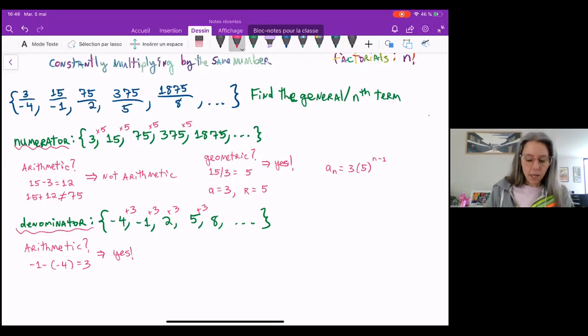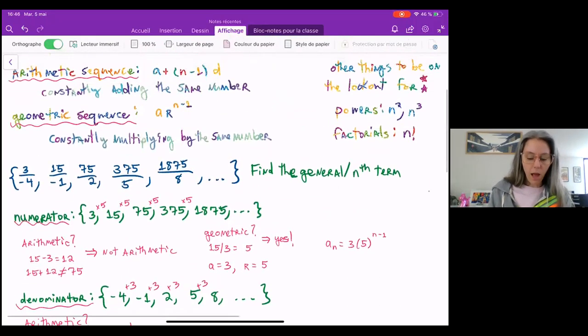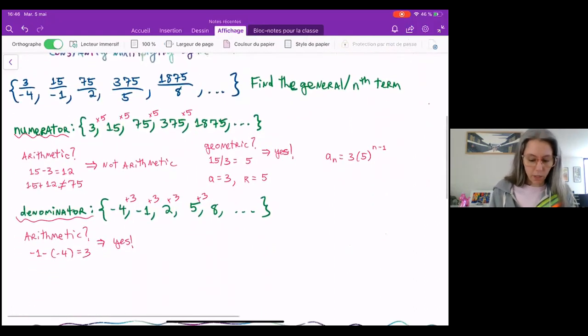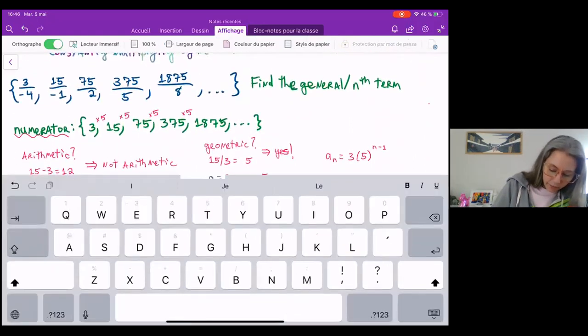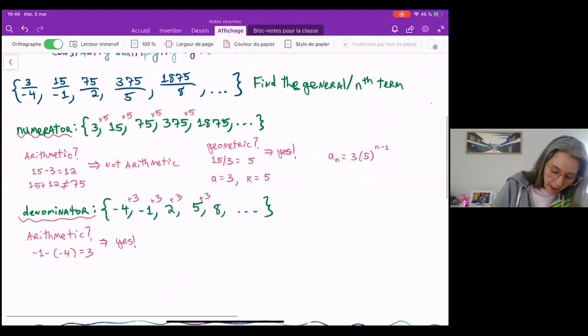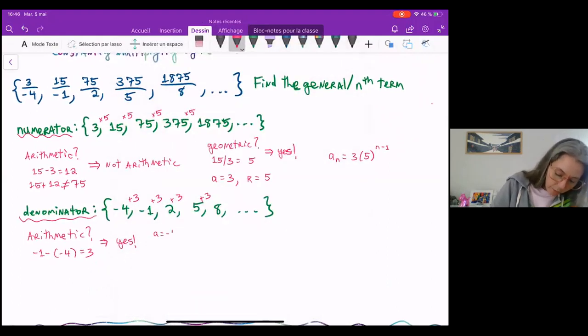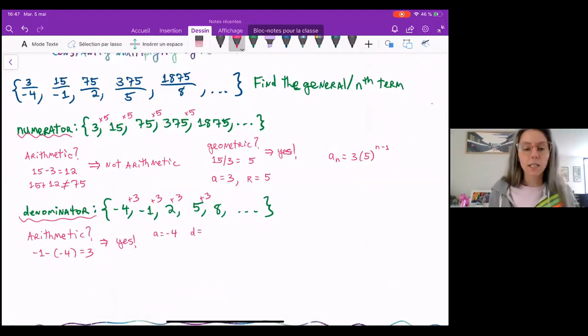So that means I just need to plug into my formula a plus n minus 1 times d for an arithmetic sequence. Again, my a is the first term. So a is -4. My d, what's called the common difference, is the number that I'm adding to get from one term to the next. So in this case, it's 3.